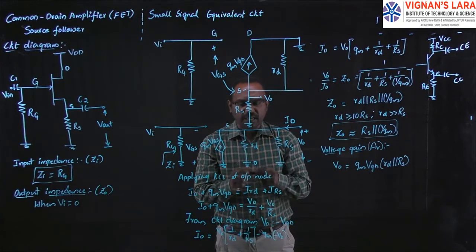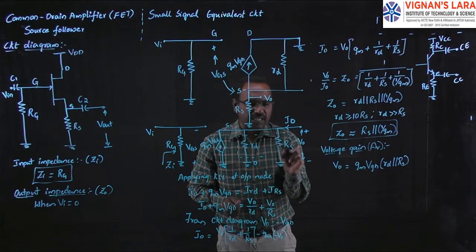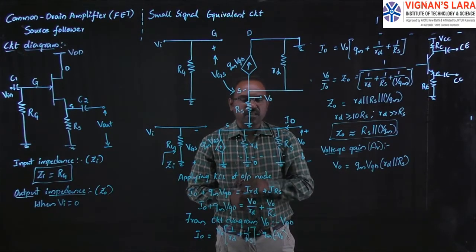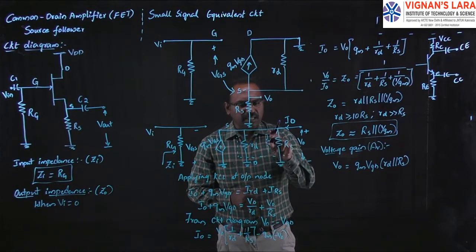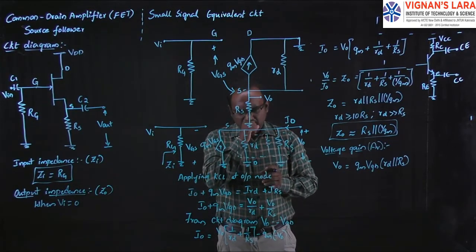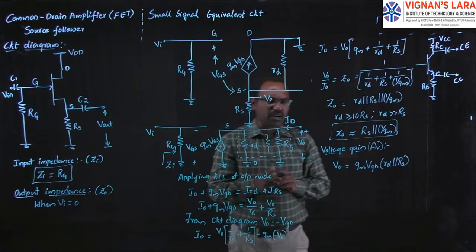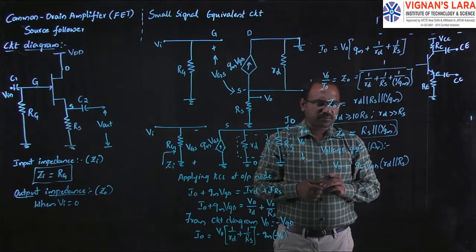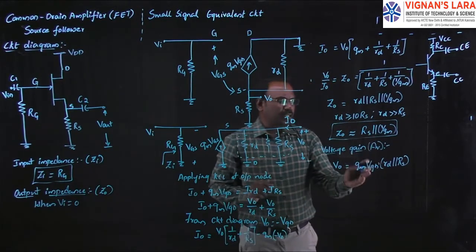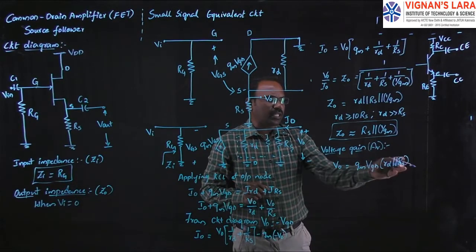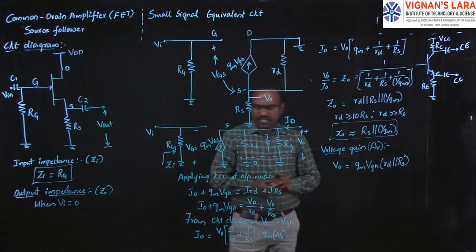Here now what I have done, I have replaced this entire RD parallel with RS with a single resistance. So what is the drop across this single resistance? The current flowing through it. What is the current flowing through it? Actually this current is the I0. So I can write gm VGS, the current, into the equivalent resistance value. Right? So this is how we got.